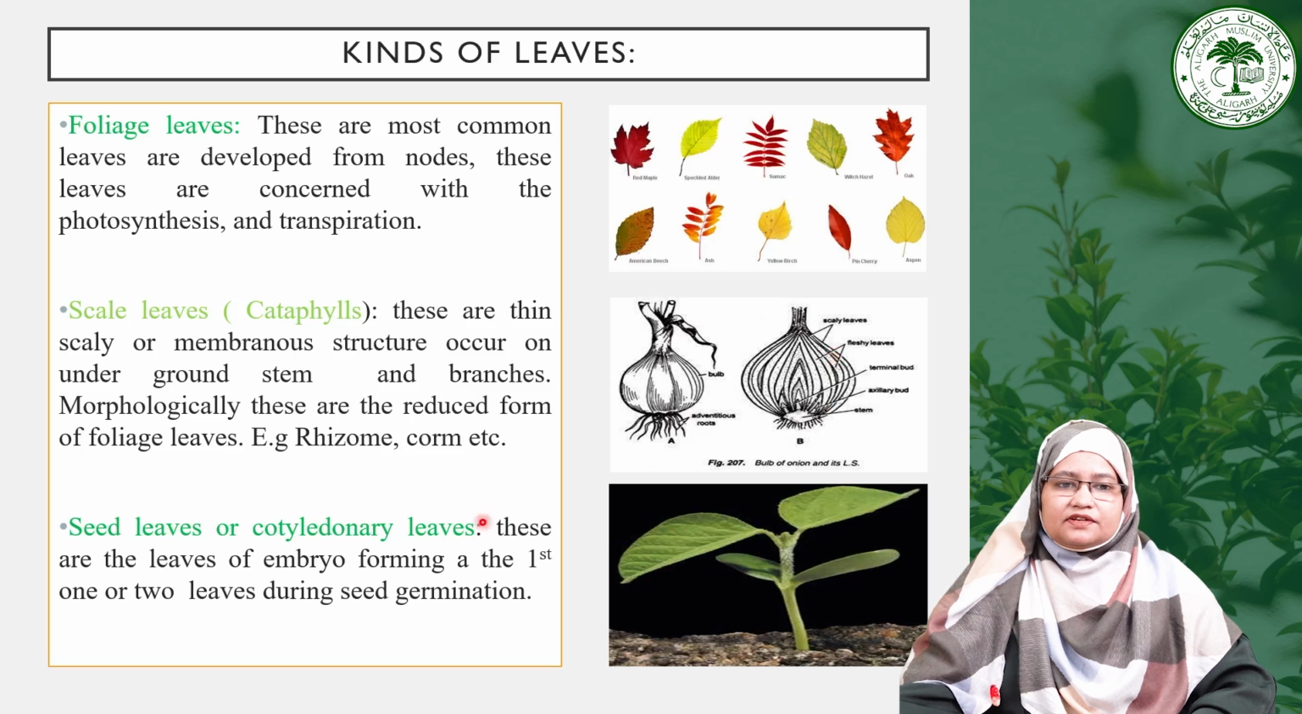Then seed leaves are also called cotyledonary leaves. These leaves arise from the embryo. These are the first leaves that originate from the seeds after germination. These are the cotyledonary leaves.